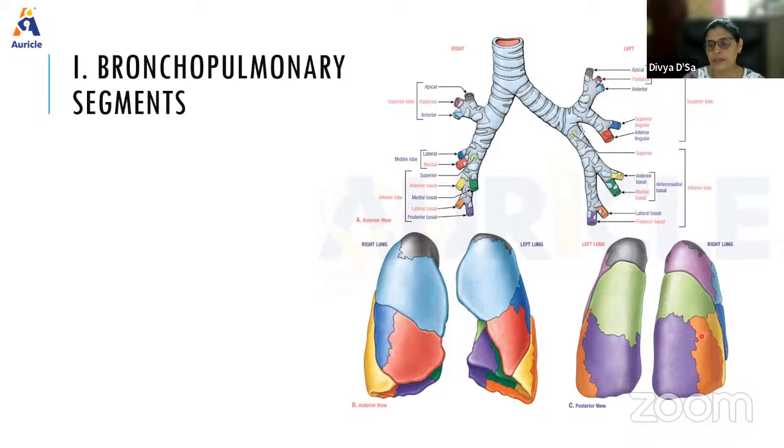Anterior basal, this is the lateral basal and posterior basal. On the inner surface, there is the medial basal. On the left side, we will see apical, anterior and posterior, as in the right also. Here, instead of middle lobe, we have the lingular part, so we have the superior lingular and inferior lingular. This whole thing forms a part of the upper lobe. In the lower lobe, we have the same thing: anterior basal, lateral basal, posterior basal, and on the inner surface, medial basal. So these are the bronchopulmonary segments.